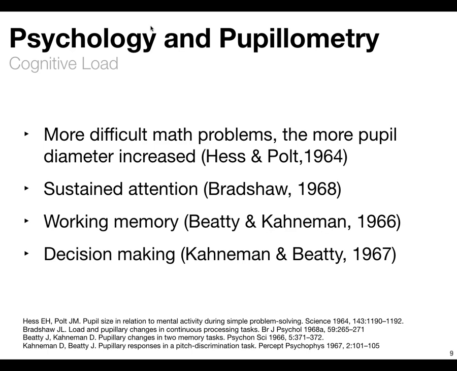As the difference between the tones becomes less, obviously the task gets more difficult, and it becomes more difficult to actually make a decision about whether the tone was going down or up. In those situations, again, what you see is that as the task becomes more difficult and the decision gets harder and harder, you see an increased pupil size as it becomes more difficult to make a decision.